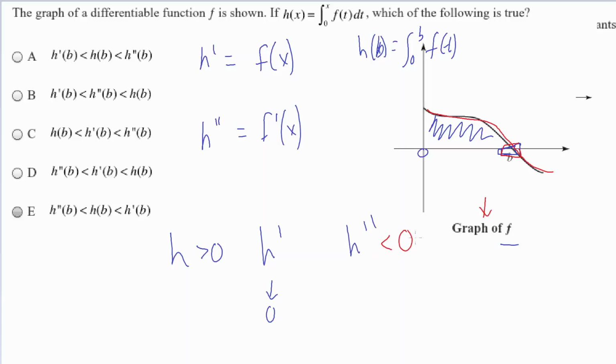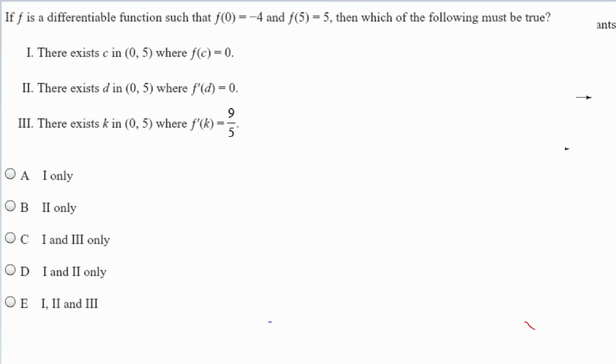So therefore, in order from least to greatest, we would go H double prime is less than H prime is less than H. And it looks like that one is going to be right there in D, isn't it? Good. Awesome calculus discussion problem here.